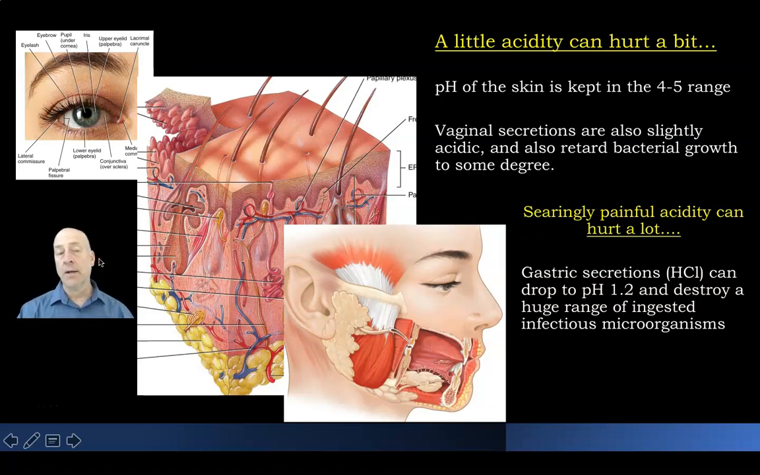make them a little acidic. The pH of the skin is kept down around the 4 or 5 range. That could harm a lot of bacteria. Vaginal secretion is slightly acidic. It will retard bacterial growth in addition to the flushing outward.